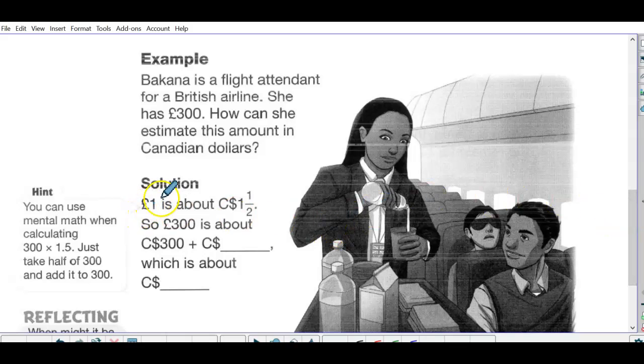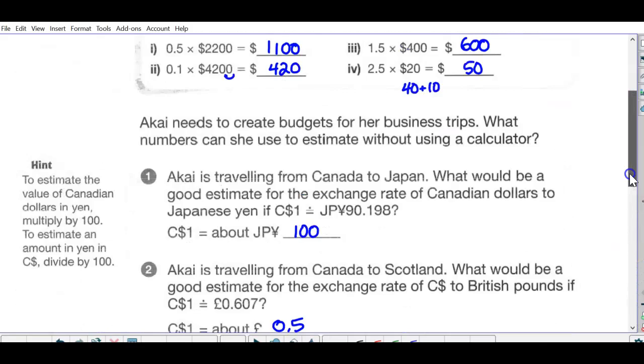So 1 British pound is about 1.5 Canadian dollars. So we can look back to the last section to see that. So 300 pounds is about, so here it may be shown as a decimal, rounded to 1.5. Remember, we round to sort of the nearest half or whole. And so there's the 1 keeping the 300, and 0.5 of the 300 is 150, so 450 in total. And that's all for this unit. It's a fast one.